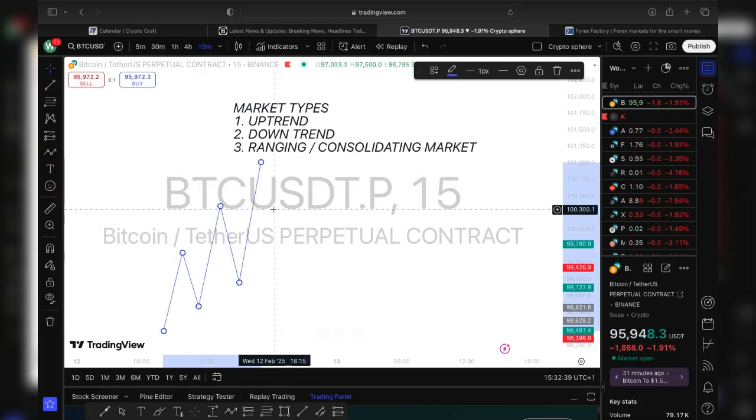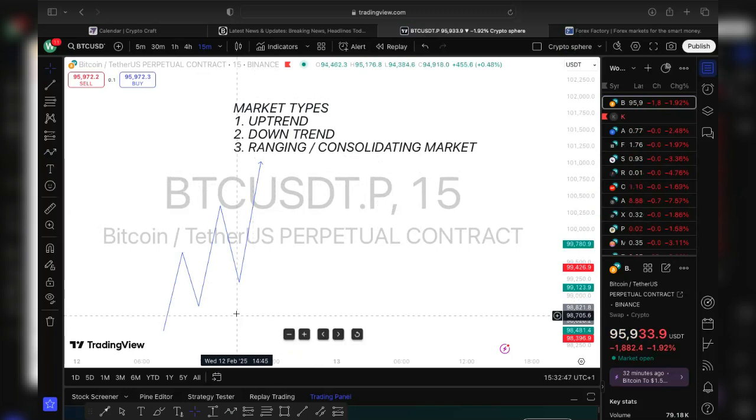This is just a clear example, an illustration of how an uptrend looks like. The entire direction is to the what? To the upside, as shown in this diagram, like this.